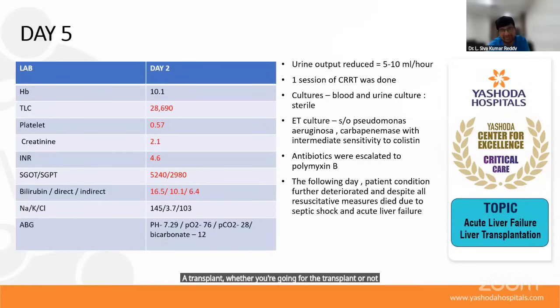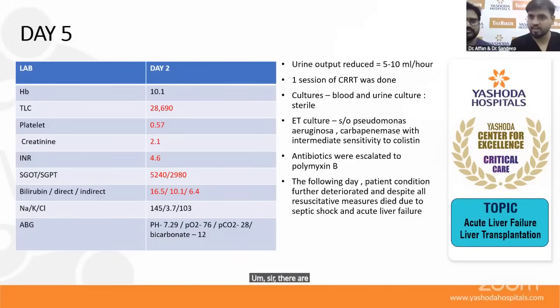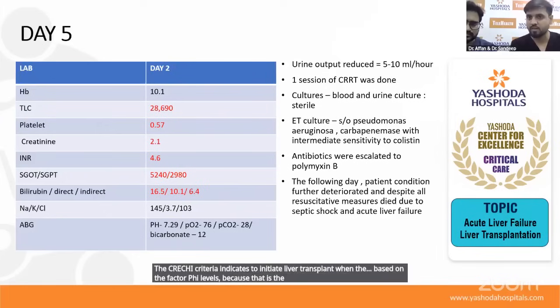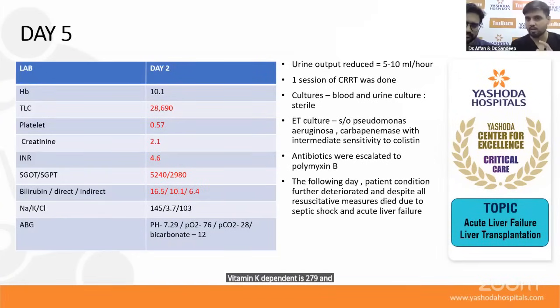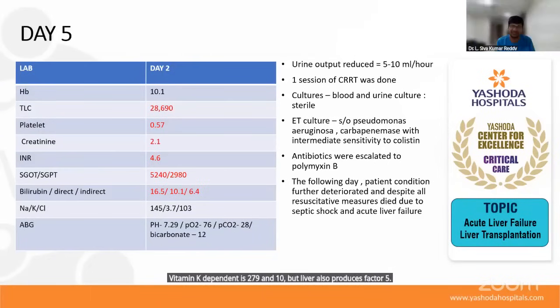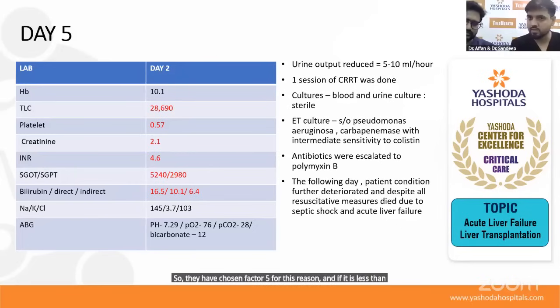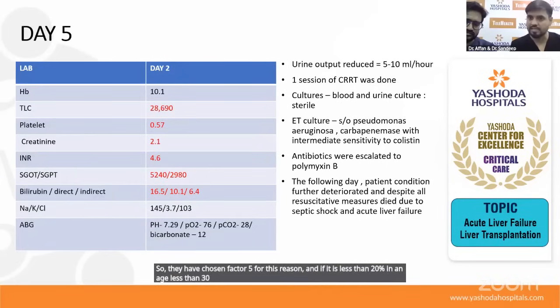Okay, what are the criteria where you decide for a transplant, whether you're going for the transplant or not? Sir, there are two criteria. There is the King's College criteria, which is the standard, and the other one is the Clichy criteria from France. The Clichy criteria indicates initiating liver transplant based on the factor V levels, because that is the only factor which is not dependent upon vitamin K. Vitamin K dependent factors are 2, 7, 9, and 10, but the liver also produces factor V. Yes. So they have chosen factor V for this reason. It indicates transplant if it is less than 20% in an age less than 30 years, or less than 30% in an age more than 30 years.